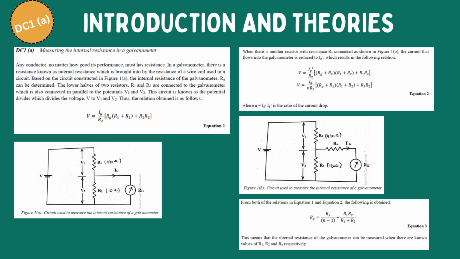Based on the circuit constructed in this figure, the internal resistance of the galvanometer can be determined, and the lower half of the resistors R1 and R2 are connected to the galvanometer, which is also connected in parallel to the potentials V1 and V2. This circuit is also known as the potential divider, which divides the voltage V to V1 and V2. Thus, the relation obtained is as follows. Hence, we get those theories.